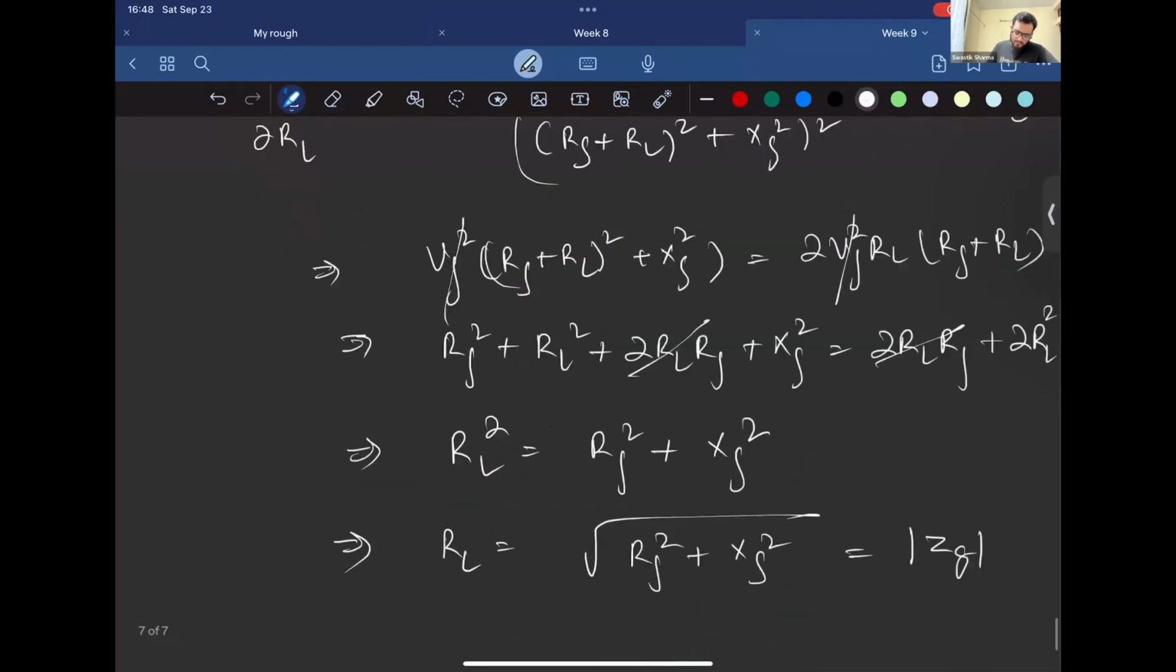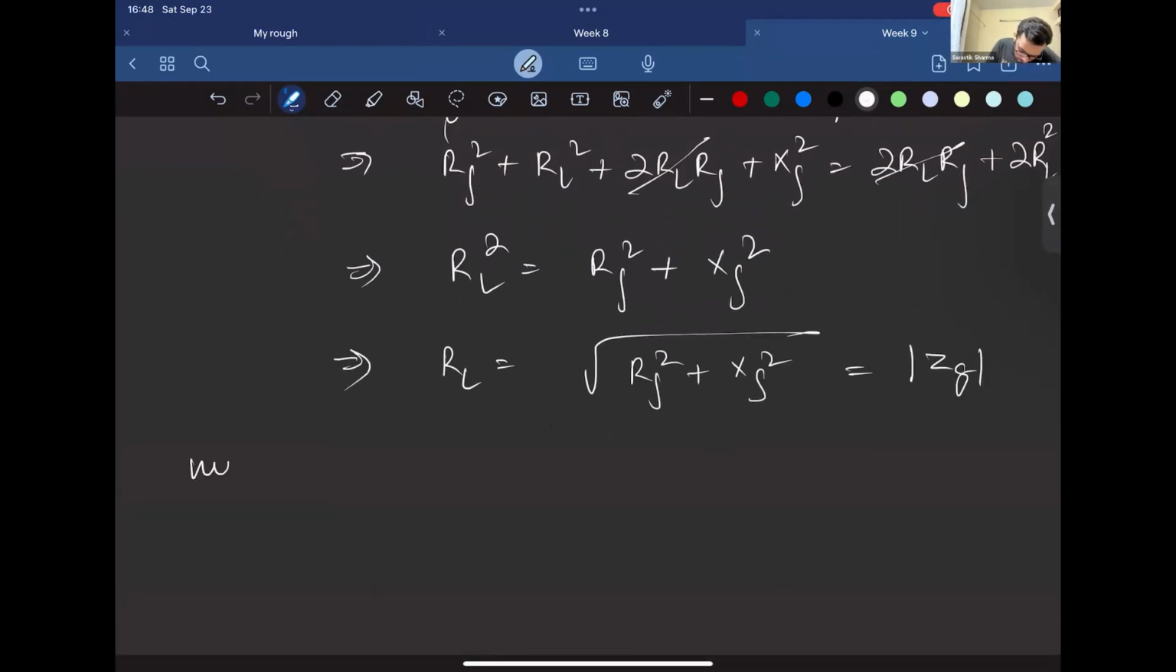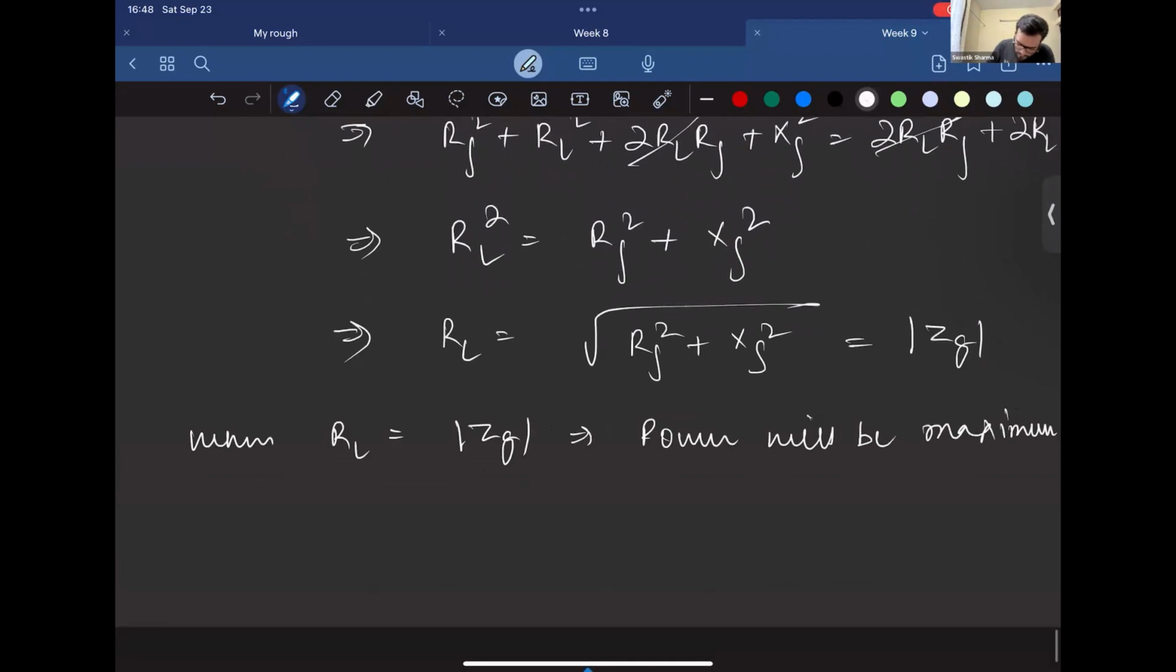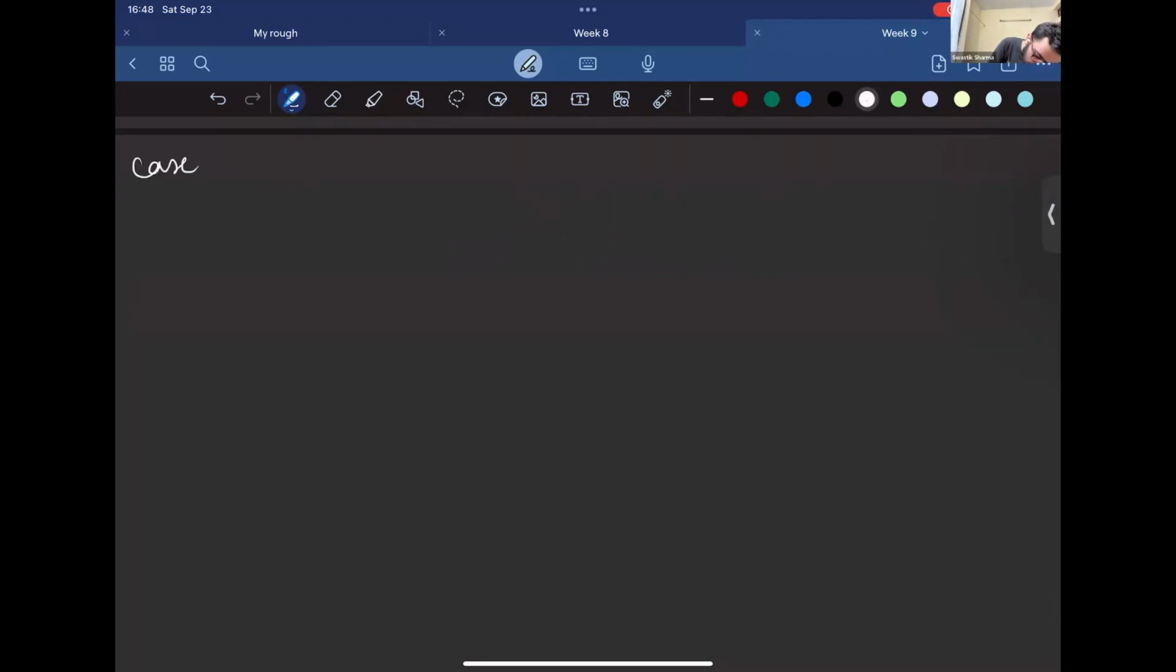So that means when RL is equal to the magnitude of Zg, power will be maximum. So this is one case. Now let's do one more case where we have a variable impedance. So again, we have some, oh sorry, this is not DC only.